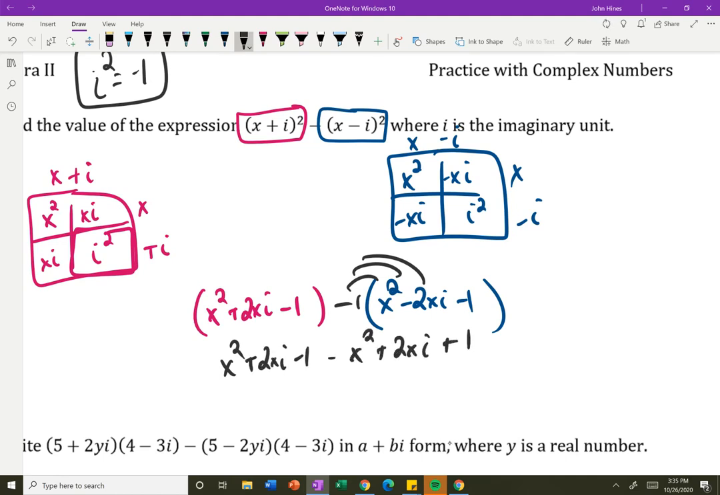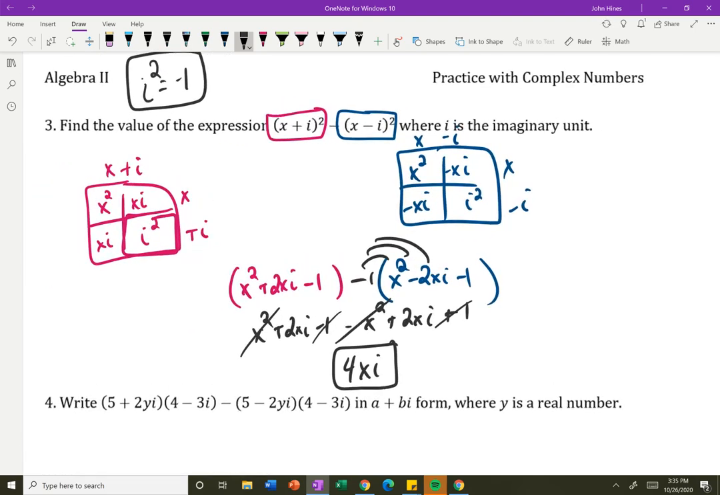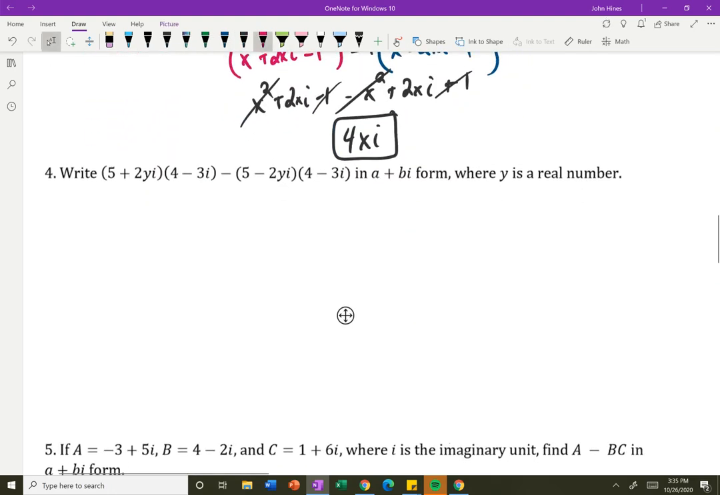So finally, when I distribute to finish up my third step here, a lot of stuff drops out. x squareds drop out, 1 and negative 1 drop out, and I'm left with 4xi. Not too bad. i squared equals negative 1. Number 4 here kind of has that same structure. Same structure. Make a box, and then subtract.